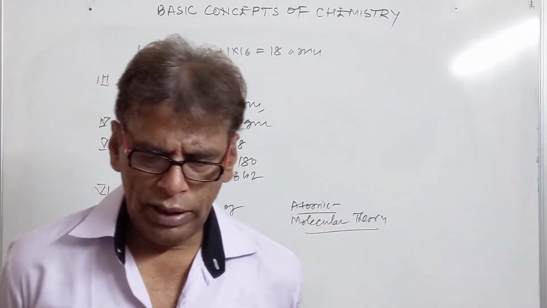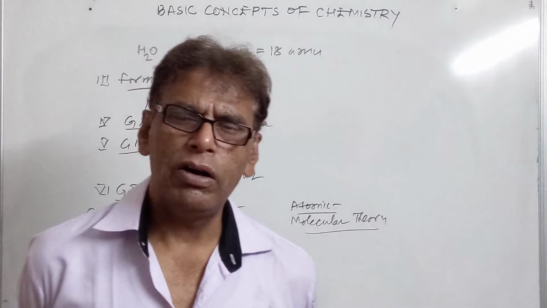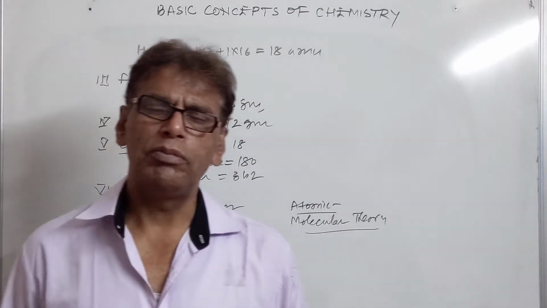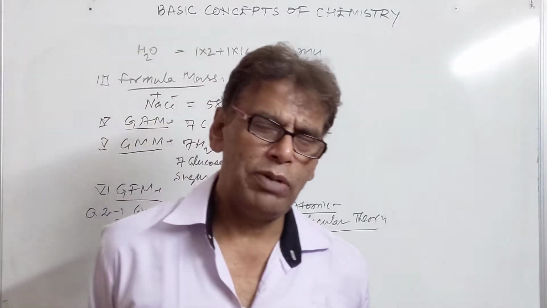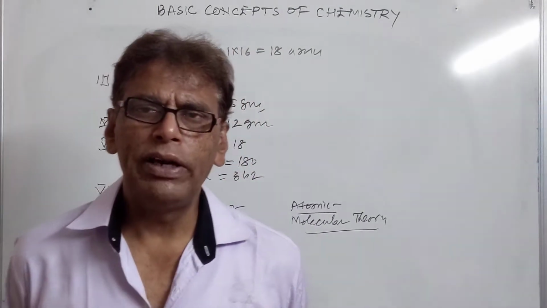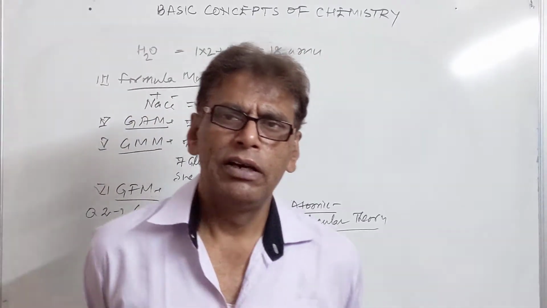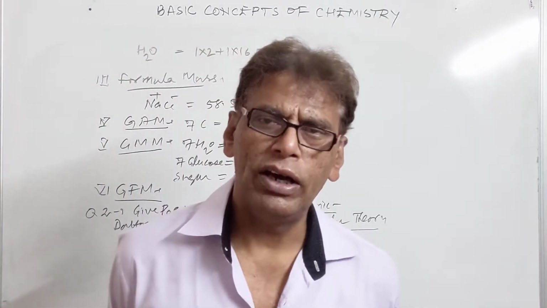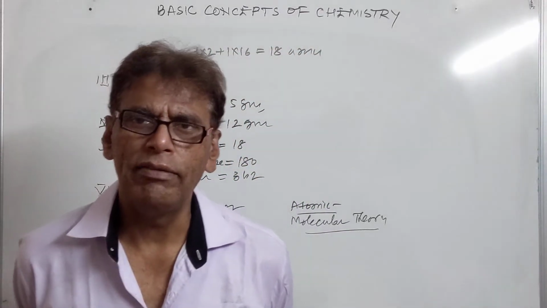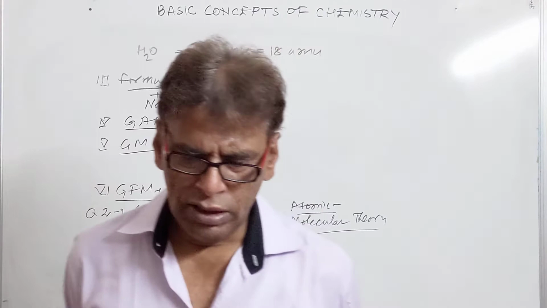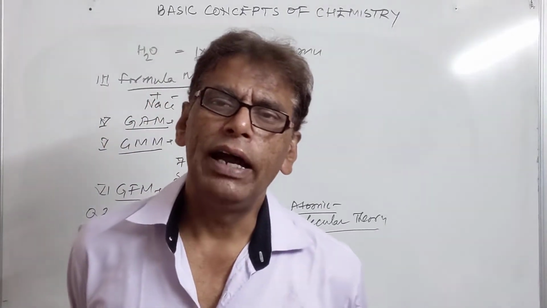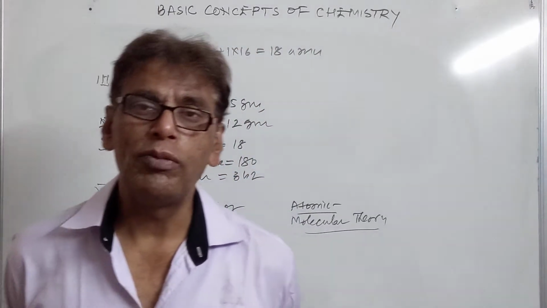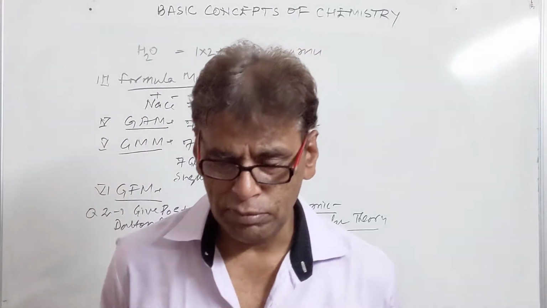According to Dalton, all the elements are composed of small indivisible particles which are called atoms. Atoms of an element are similar in all respects. Now this has to be changed because atoms also have isotopes, which have the same atomic number but different mass number. Third postulate: atoms of different elements are different in all respects. Nowadays we have discovered isobars, where atomic numbers are different but mass numbers are the same.